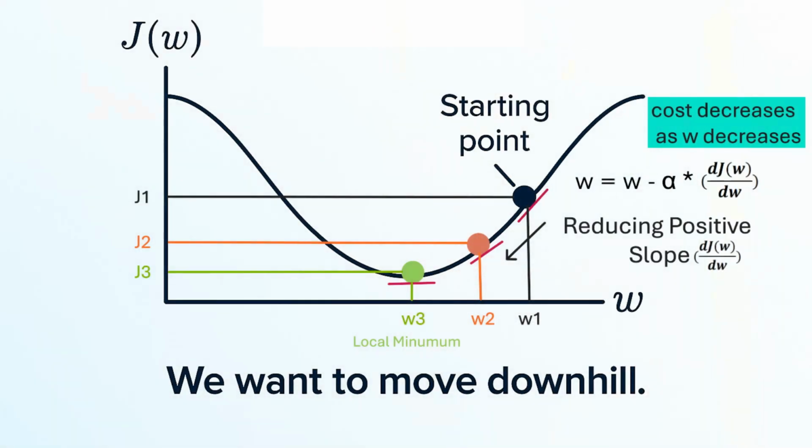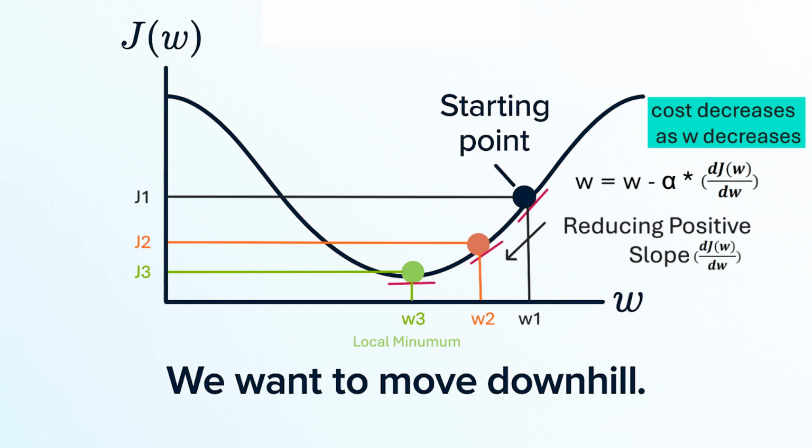Let's keep things super simple and forget about multiple parameters for a moment. Imagine we have only one knob to turn, a single parameter called W. Our goal? Make the cost function, or J, as small as possible. We mentioned earlier that the slope tells us which way the hill is tilted. Let us see what this means.